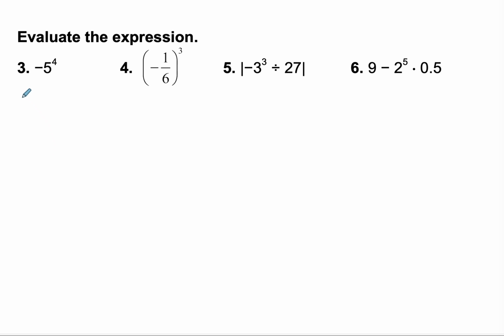All right, let's double check our answer. Negative 5 to the 4th power, there are no parentheses, so that means the negative value of 5 to the 4th power. All right. This 5 times 5 is 25. This time 5 times 5 is 25. We're going to need to multiply and make our final answer negative.